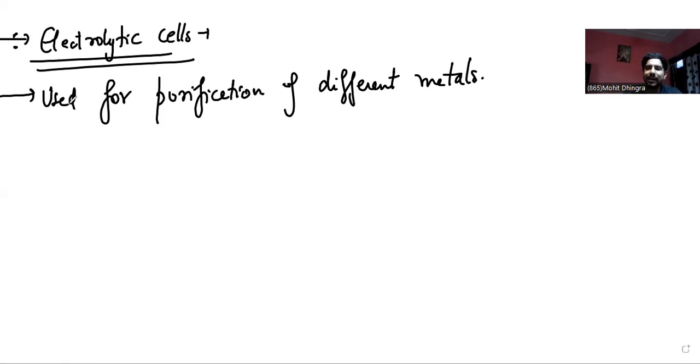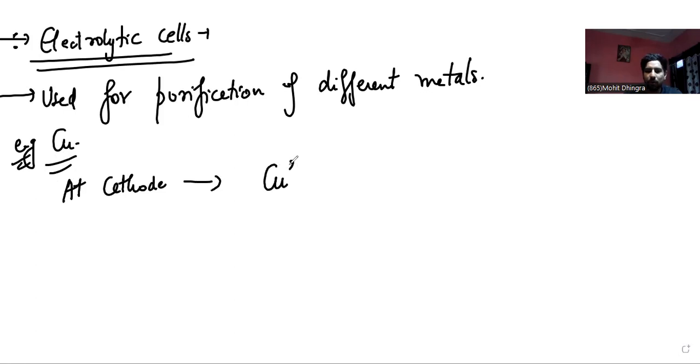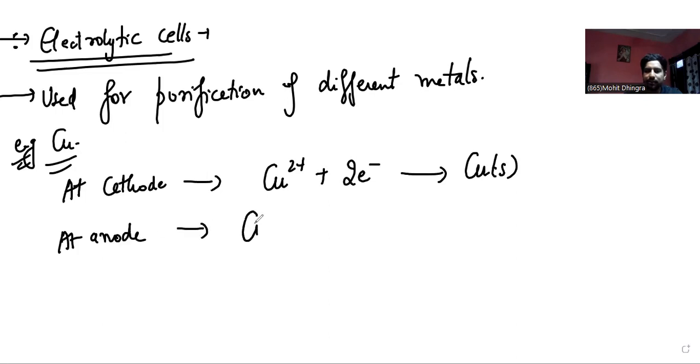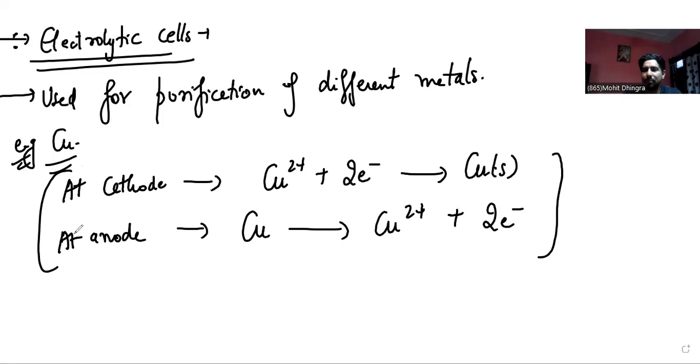Now if we take the example of copper, for purification of copper in these electrolytic cells, at the cathode, what happens? At the cathode, these copper ions are getting reduced into copper. And at the anode, what is happening? Oxidation is happening. At the anode, these copper ions are getting oxidized, while at the cathode, these copper ions are getting reduced into copper.